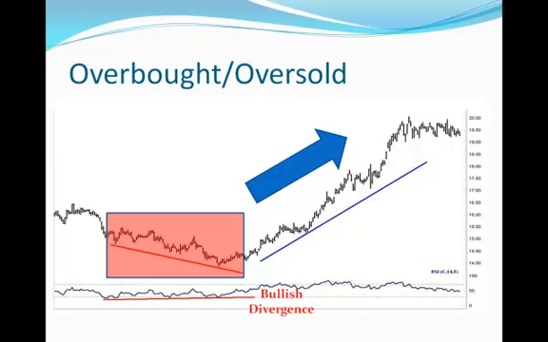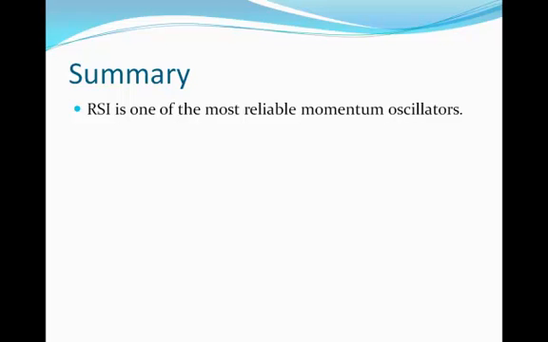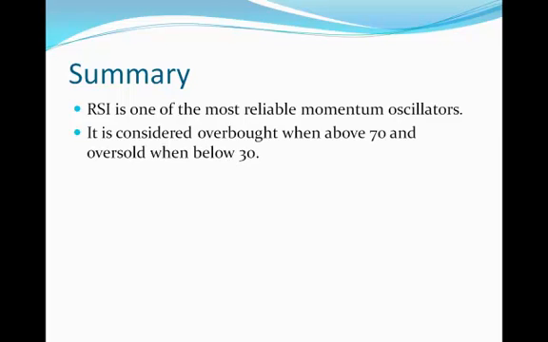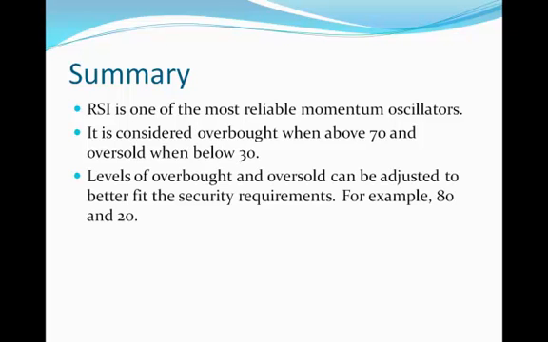So to sum up, RSI is one of the most reliable momentum oscillators. It is considered overbought when above 70 and oversold when below 30. The levels of overbought and oversold can be adjusted to better fit the security requirements. For example, when the RSI is above 80, it is overbought, and when it is below 20, it is oversold.